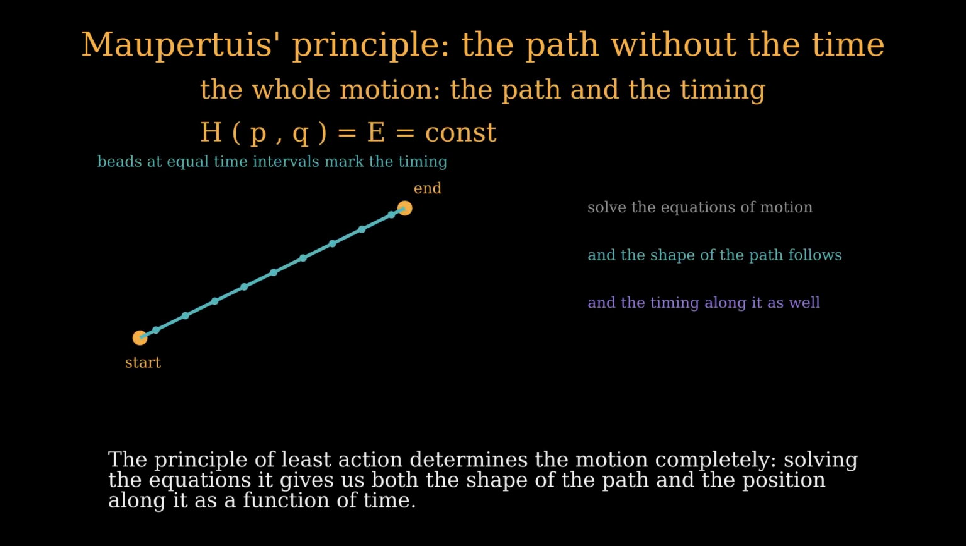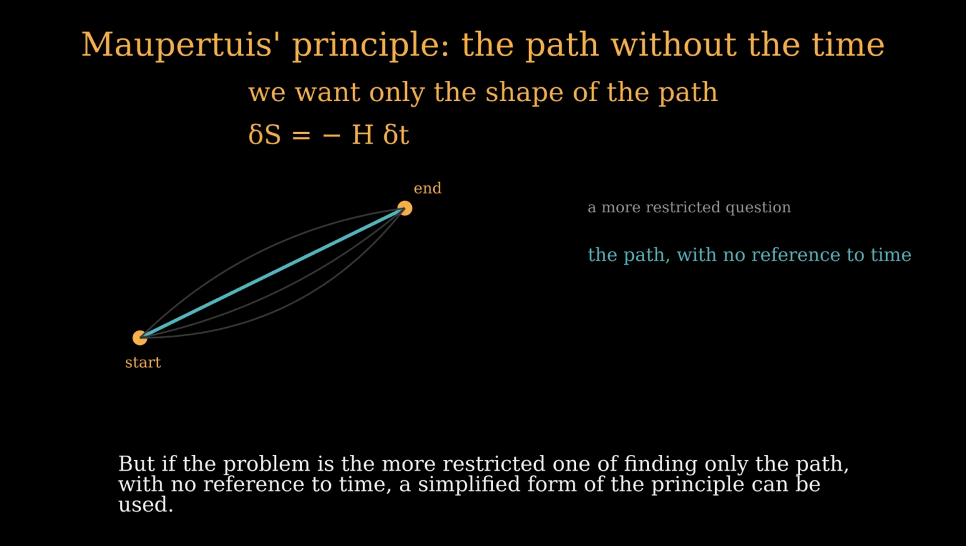The principle of least action determines the motion completely. Solving the equations, it gives us both the shape of the path and the position along it as a function of time. But if the problem is the more restricted one of finding only the path, with no reference to time, a simplified form of the principle can be used.